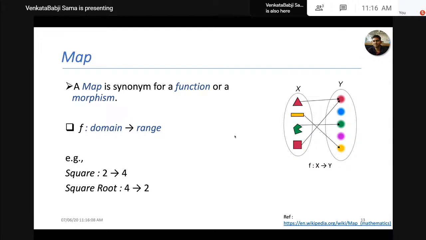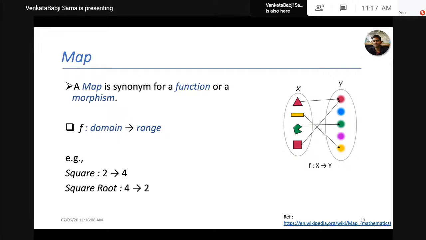The terminology we use is f colon domain to range. What it means is some elements in the domain are mapped onto the range. Just as an example, let us suppose square is a map, function or morphism. If 2 is fed into the function square, it maps that 2 to 4. 2 into 2, so that's the square, right? At the same time, let us suppose there is another mapping or function, square root. If you feed 4 as an input into it, it's going to result in 2.